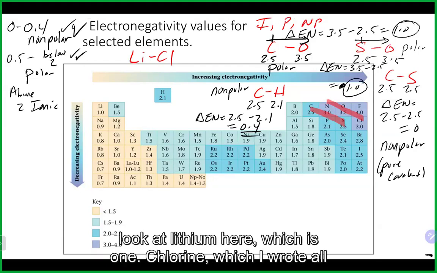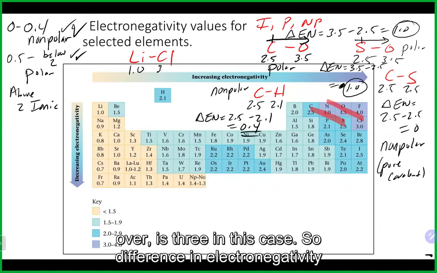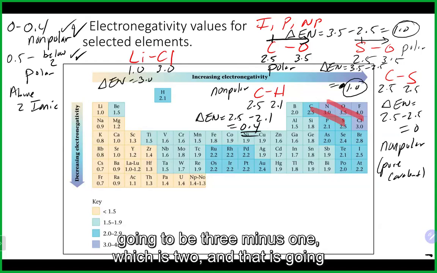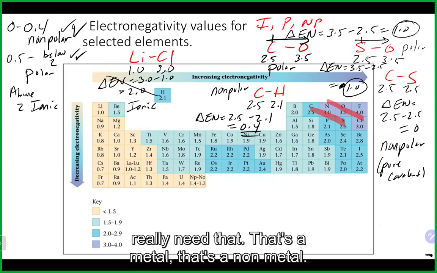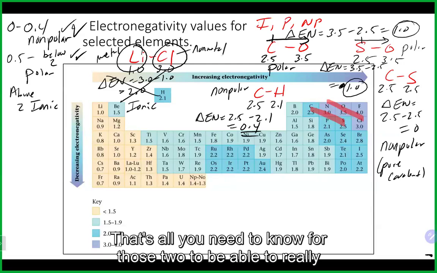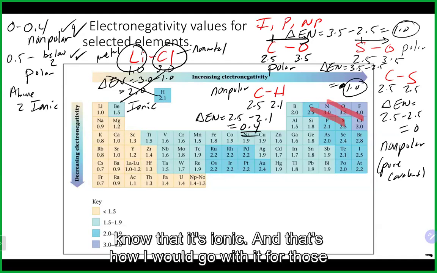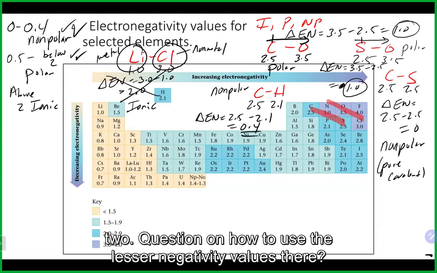We look at lithium here, which is 1. Chlorine is 3 in this case. So the difference in electronegativity is going to be 3 minus 1, which is 2. And that is going to be an ionic bond. But as I mentioned before, you don't even really need that. That's a metal. That's a non-metal. That's all you need to know for those two to know that it's ionic. And that's how I would go with it for those two. Question on how to use electronegativity values there.